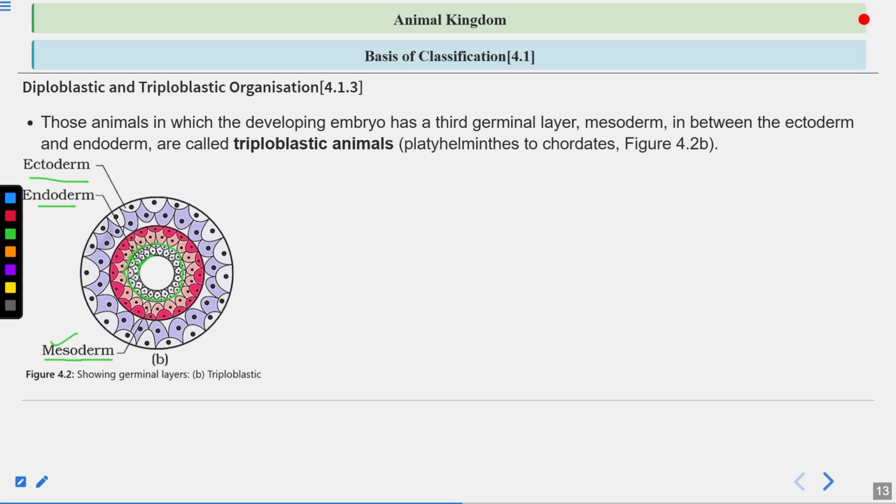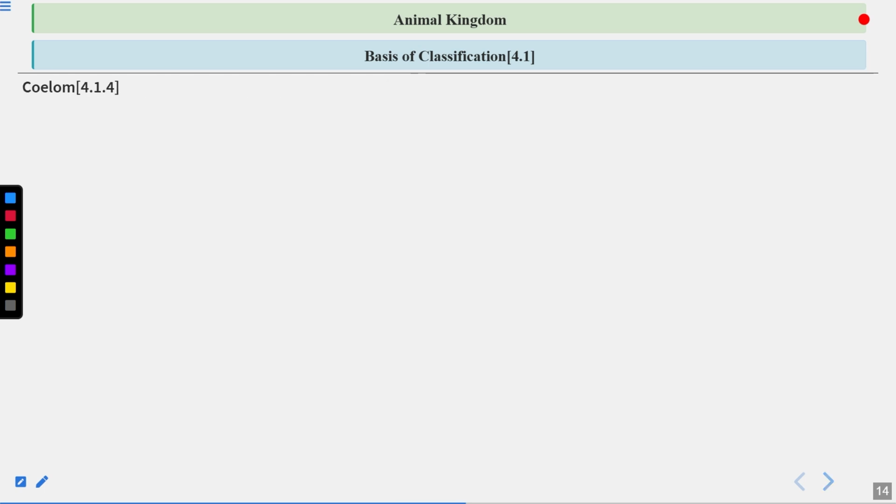So from which phylum do you find them? Platyhelminthes. This triploblastic organization we see from the Platyhelminthes up to the chordates, the most advanced ones. So this is the advanced feature. Triploblastic is the advanced feature; diploblastic is not an advanced feature. Now, a very important thing, coelom. Coelom means body cavity.